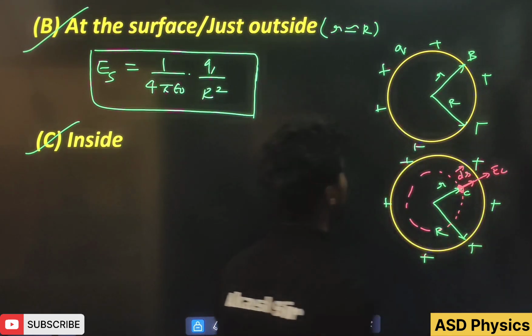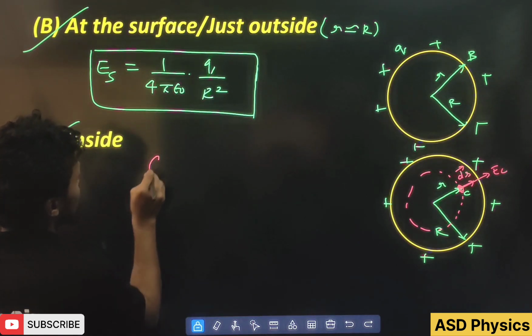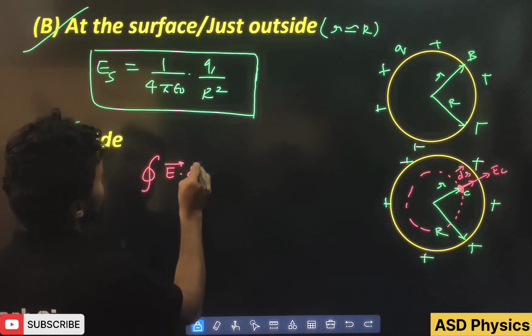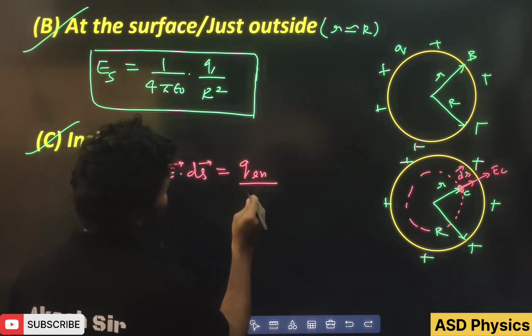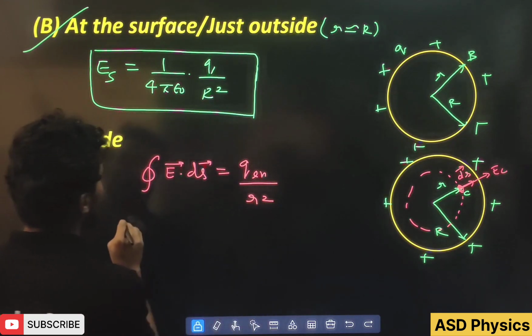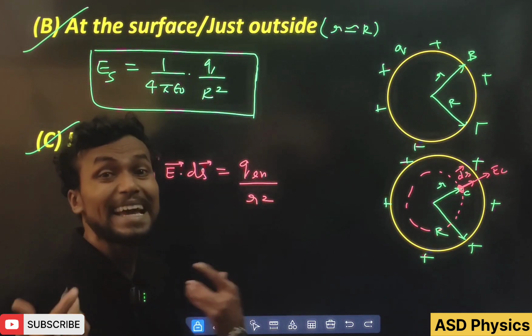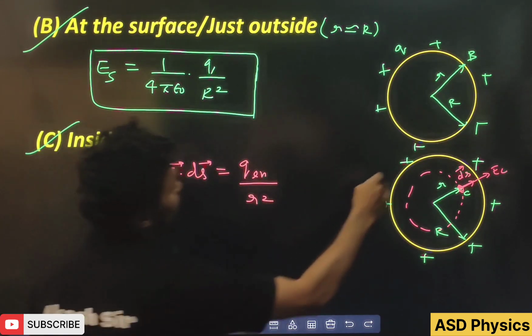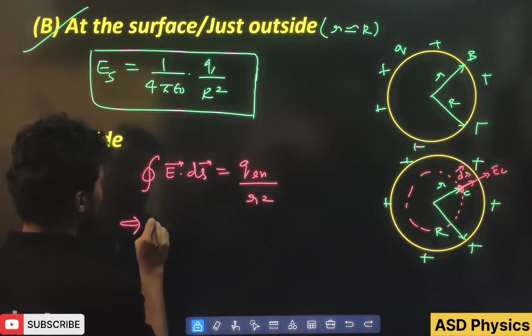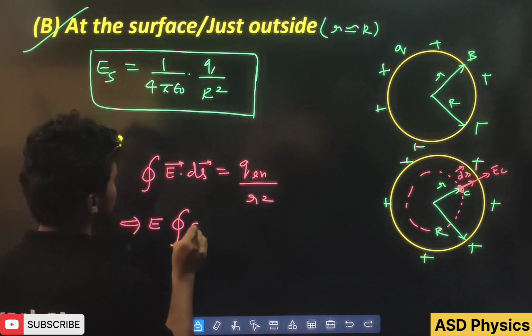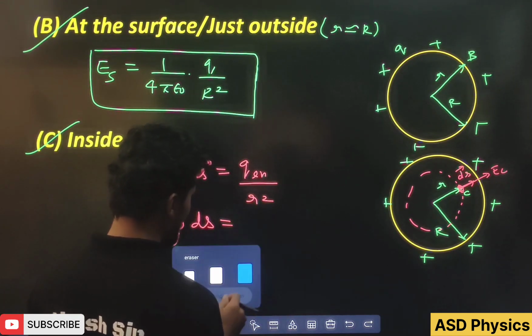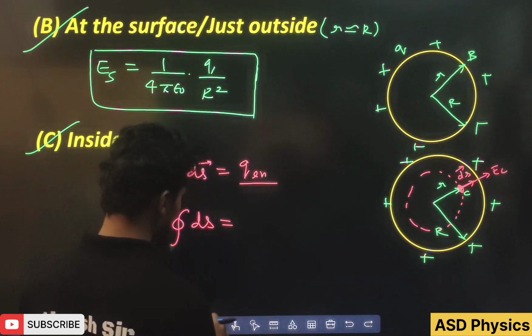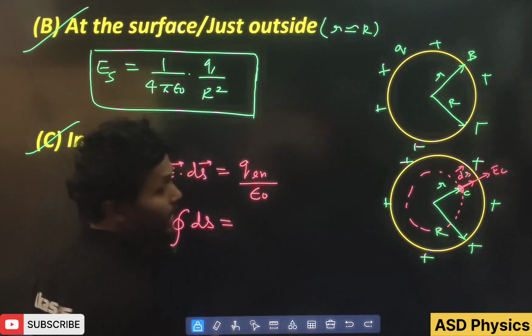So according to the Gauss law, we know very well, closed integration E dot ds is equal to charge enclosed. Now, if any kind of electric field is there, at all the points of the Gaussian surface this will be constant, so E will come outside and closed integration of ds. One mistake happened here. According to Gauss law, we have to correct it. This should be Q enclosed by epsilon naught.